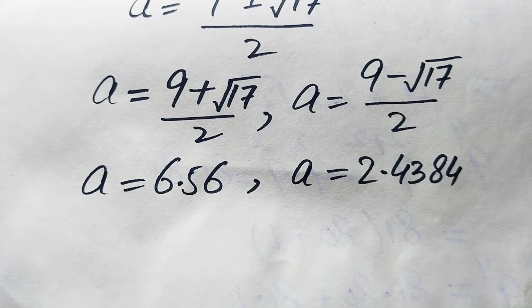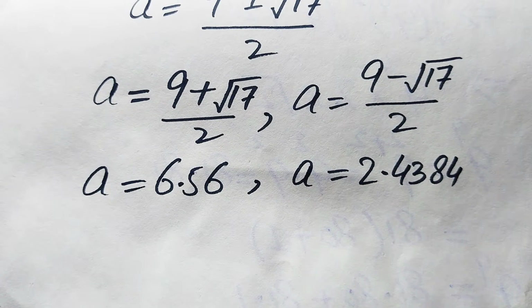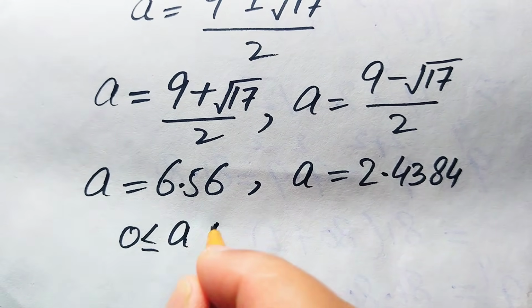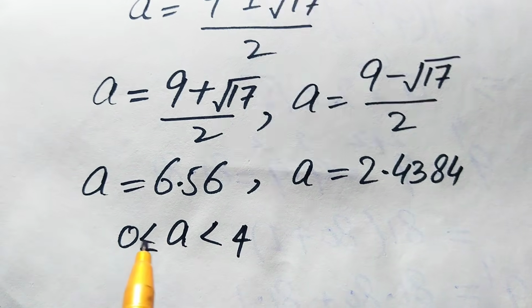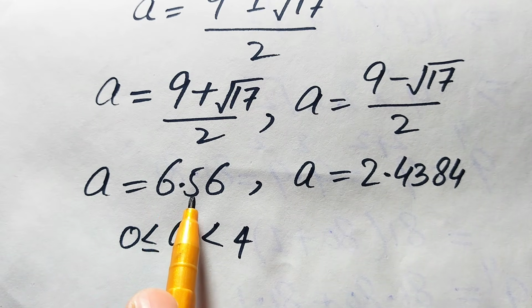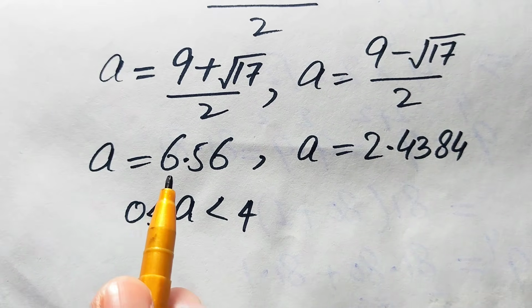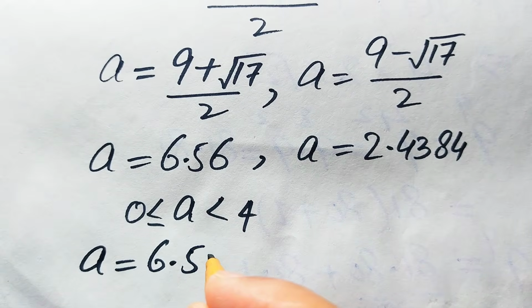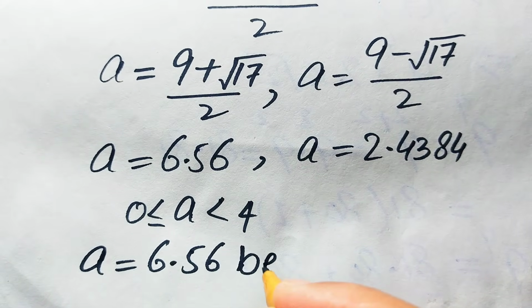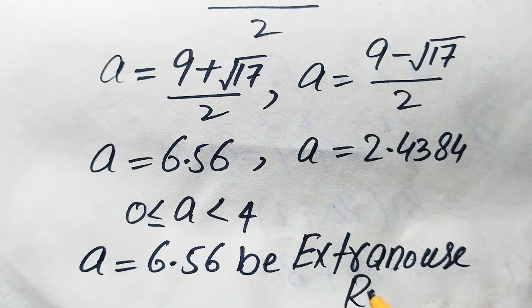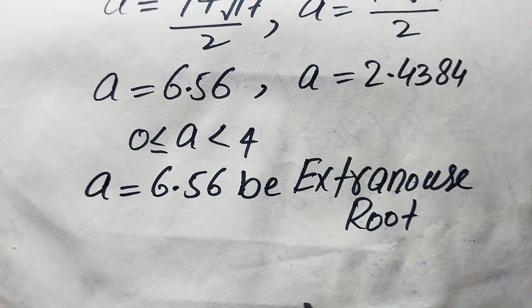At the start of the problem, we wrote the interval in which the solution of this problem lies. This interval is 0 is less than or equal to a is less than 4. It means that we accept those values which lie in this interval. You see that 6.56 does not lie in this interval, so this value is not the solution of this problem. So we call a equals 6.56 the extraneous root of the given equation, because it does not satisfy our given problem statement.